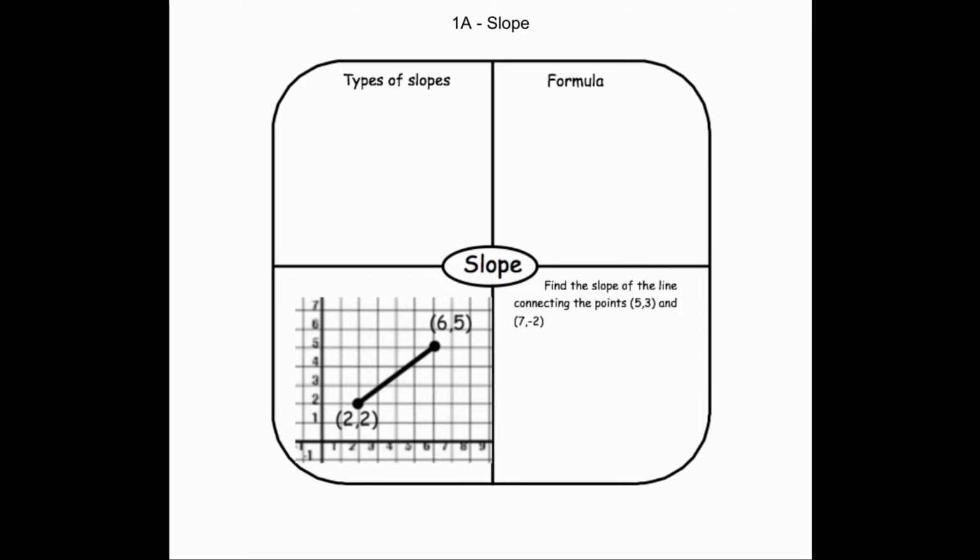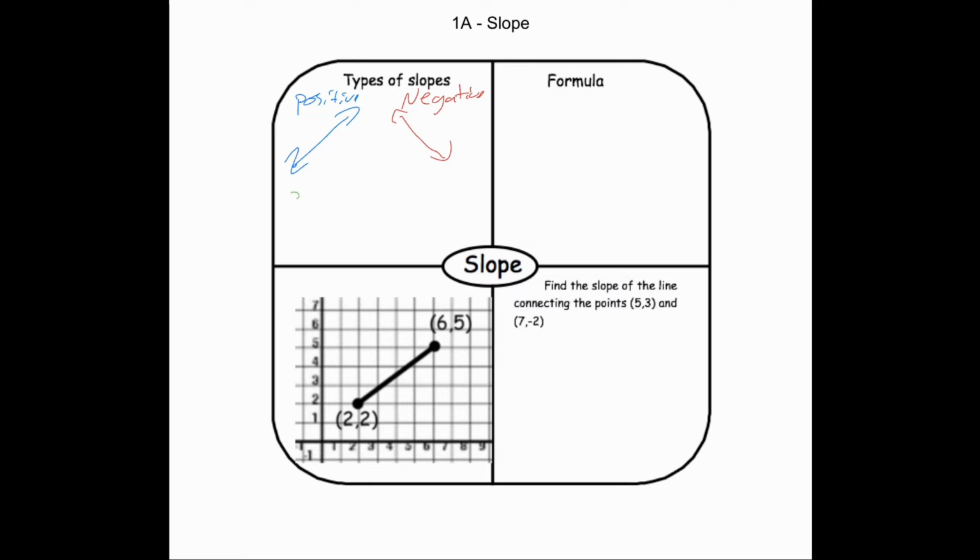Review and talk about slope. So a couple of things about slope. First off, we have positive slopes. When we're looking at a graph, we see positive slopes increase from left to right. This is our positive slope. We have negative slopes. Negative slopes on a graph decrease from left to right.